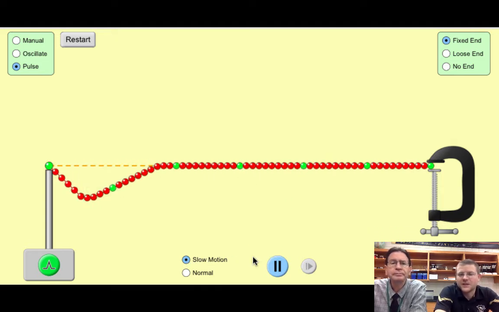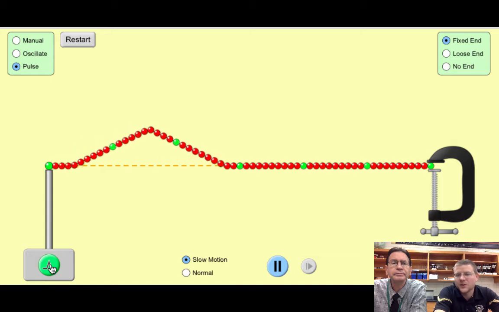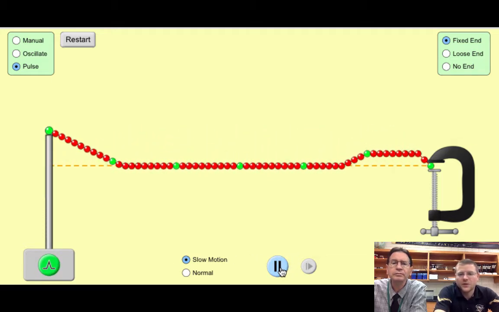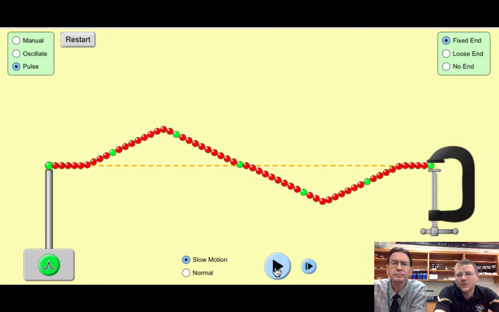So what I'm going to do is send a second wave as soon as this first wave hits the fixed end. So here comes wave number 2, and I'll pause them right before the two waves interact. Predictions. Well, two things could happen. They could run into each other and bounce off, or they could cross each other and cause problems with the other one.